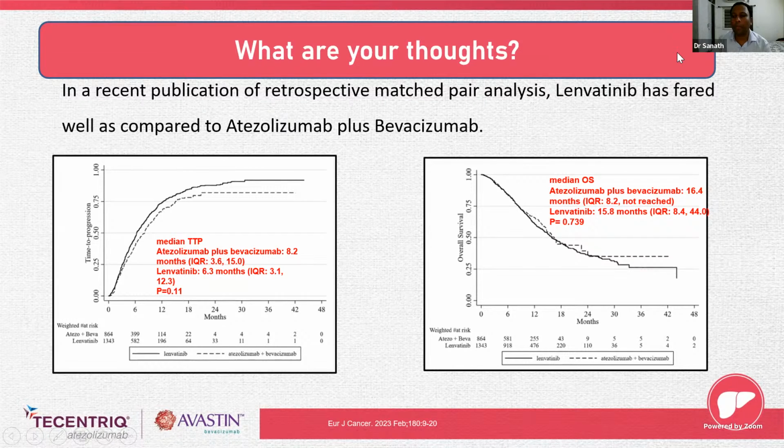And PFS is also better with atezolizumab. Updated response and duration of response: CR, PR, and stable disease are more with atezolizumab when compared to sorafenib. So CR 8%, PR 22%, and stable disease 44%.